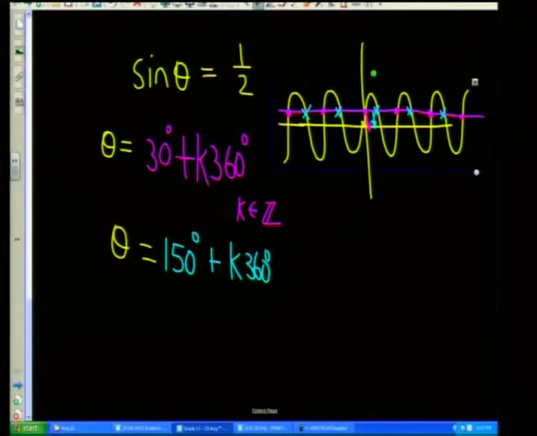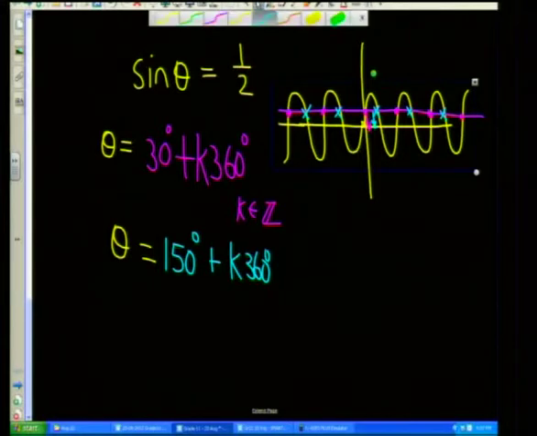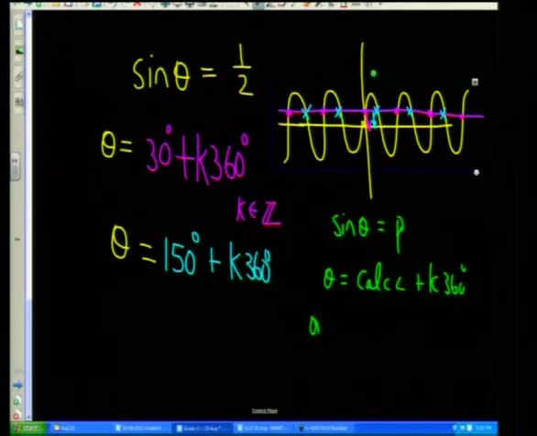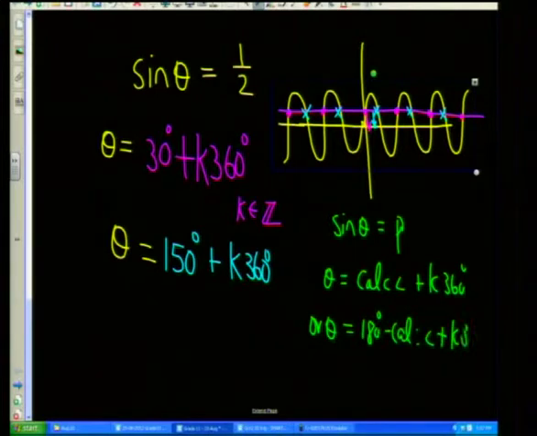So in this way, if we had to do it in general, or set up a general solution, if I have sine theta equals p, for example, then theta will always be what I call the calculator angle, because it only gives you one, plus k360, or theta will be equal to 180 degrees minus the calculator angle plus k360. So we would have two separate formulae, one giving us the purples, one giving us the blues. And that would be the sine ratio.